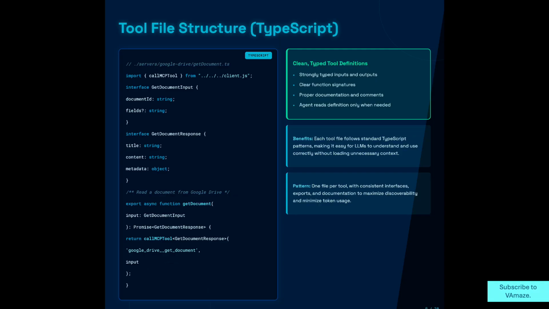This is clean, readable, and exactly what developers expect when working with APIs. The code can read this file and immediately understand how to use the tool, what it expects, and what it returns. This also makes it trivial to add new tools or modify existing ones. You're just editing TypeScript files, not complex agent configuration. The file tree itself becomes the source of truth for available capabilities.